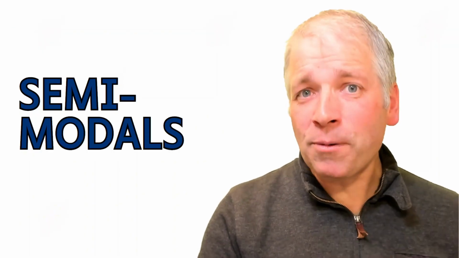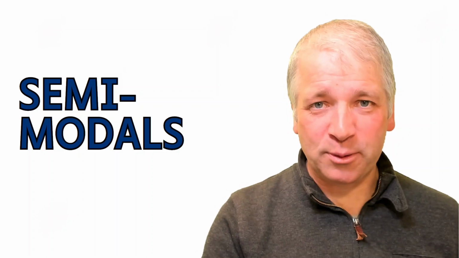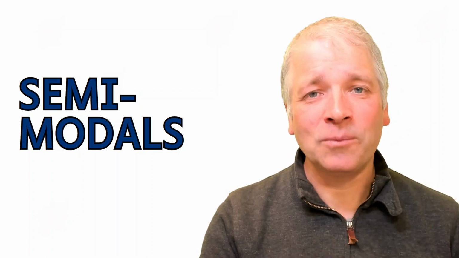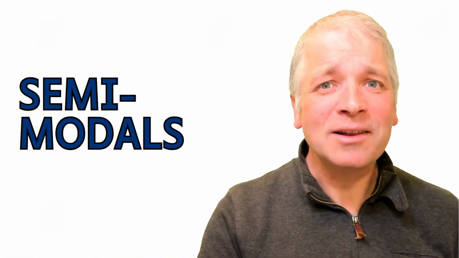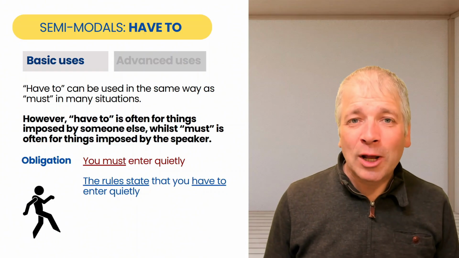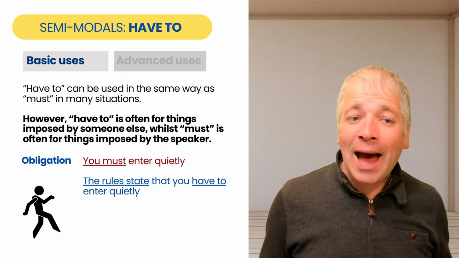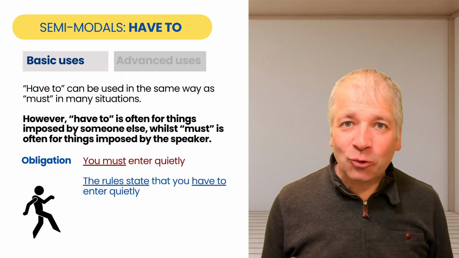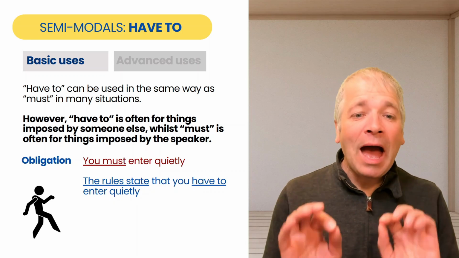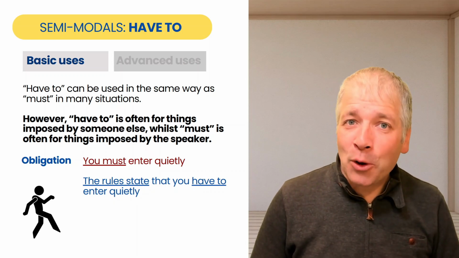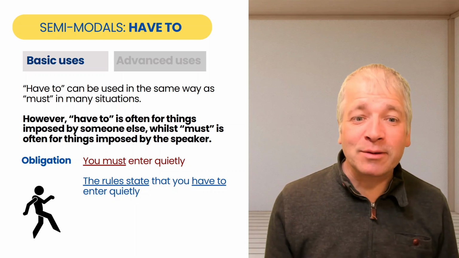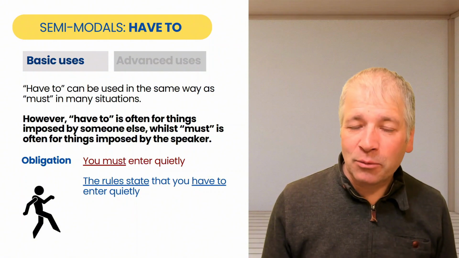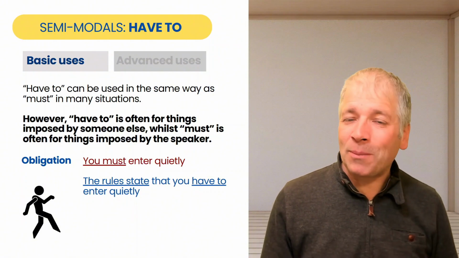And now for a group of words that we call semi-modals, because sometimes they have features of modals, sometimes they don't. Let's study them in more detail now. The first semi-modal we're looking at is have to, and this can be used in the same way as must in many situations. However, have to is often for things imposed by someone else, whilst must is often for things imposed by the speaker.